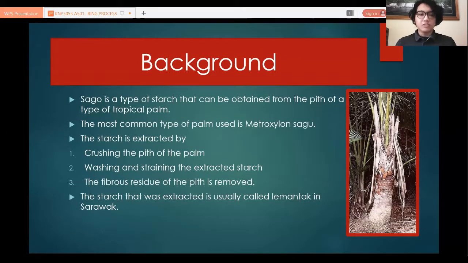Background. Sago is a type of starch that can be obtained from the pith of a type of tropical palm. The most common type of palm used is the Metroxylon sagu. The starch of the sago is extracted by first crushing the pith of the palm, then washing and straining the extracted starch from the crushed pith. The fibrous residue of the pith is then removed. The starch that was extracted is usually called lemantak in Sarawak.